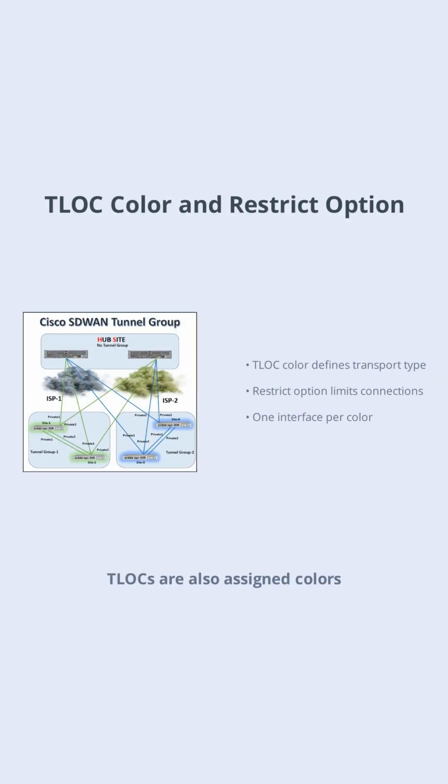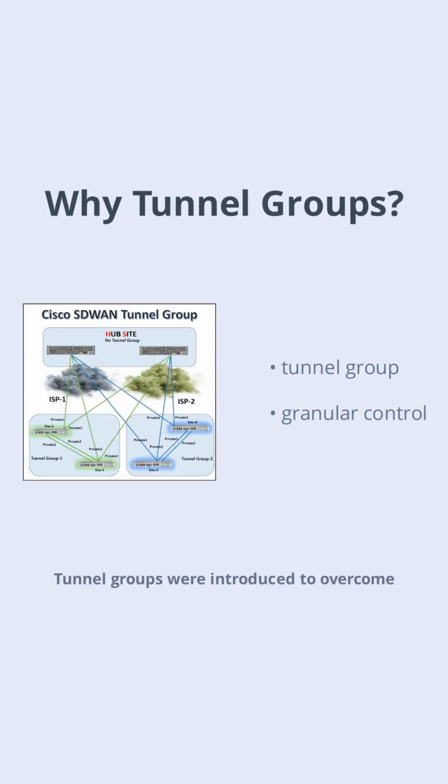TLOCs are also assigned colors, which represent different types of transport, such as MPLS, internet, or private links. Sometimes you may want to restrict tunnels so that only TLOCs with the same color connect. The restrict option in Cisco SDWAN allows you to do just that. This is especially useful for private clouds that shouldn't connect to public networks. However, there's a limitation. Each WAN edge router can only have one interface per color, which can reduce flexibility in certain scenarios.